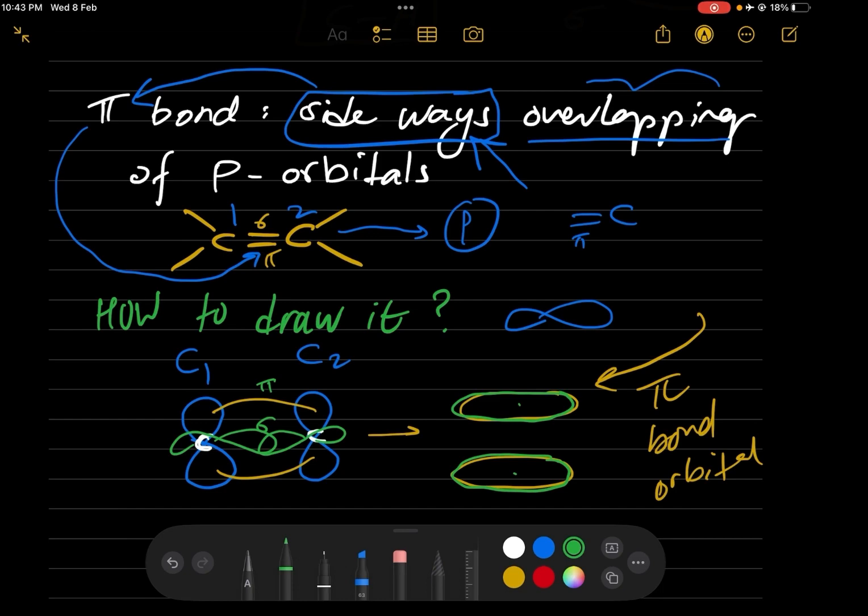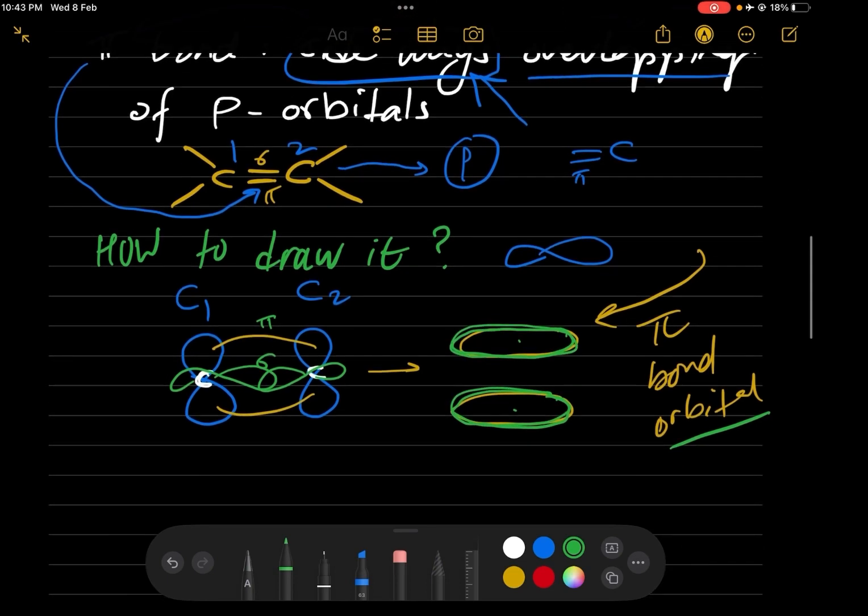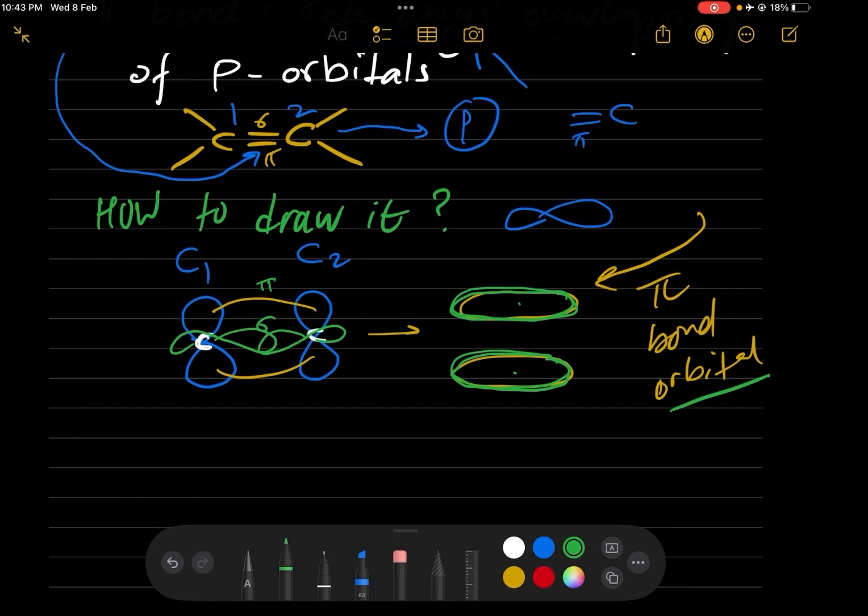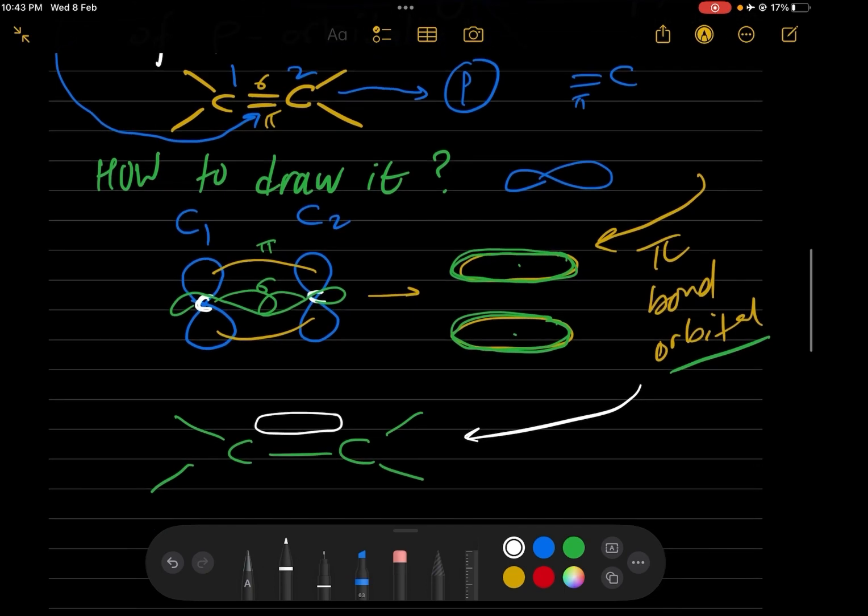So if I ask you to draw the pi bond orbital, you have to show me a cloud above the level and a cloud below the level. Which level do you talk about? Suppose that we have the sigma bond here, and my question is, how can I draw the pi bond in this case? All you have to do is draw a cloud above the sigma bond and another cloud below the sigma bond. So this is the best way of representing the pi bond orbitals. This is very nice and good.